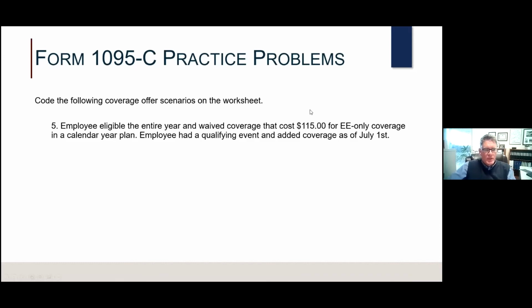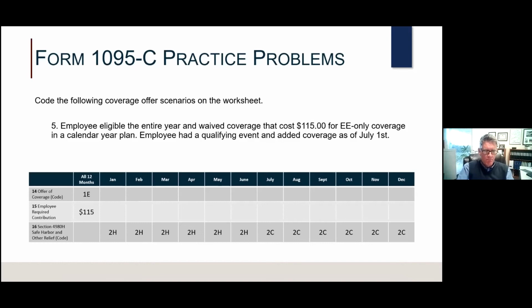Okay, so here's number 5. Employees eligible the entire year, waived coverage. The cost is $115. The employee had a qualifying event and added coverage on July the 1st. So here's that form. We're no longer making a qualifying offer of coverage, so we're back to code 1E. The cost of coverage is $115. Those two conditions are in place for the entire year. And so now let's look at line 16. So 1E is now paired with 2H, which is the Affordability Safe Harbor code for rate of pay safe harbor.